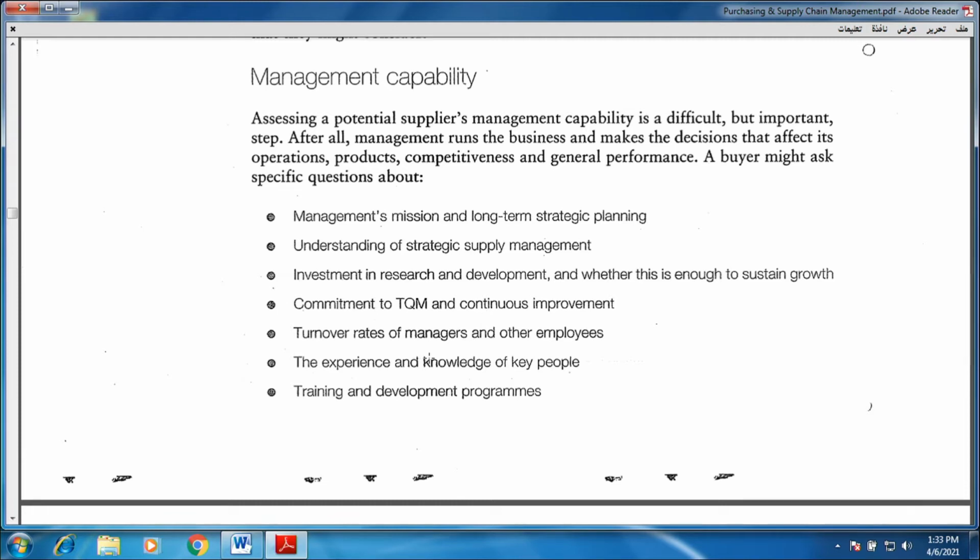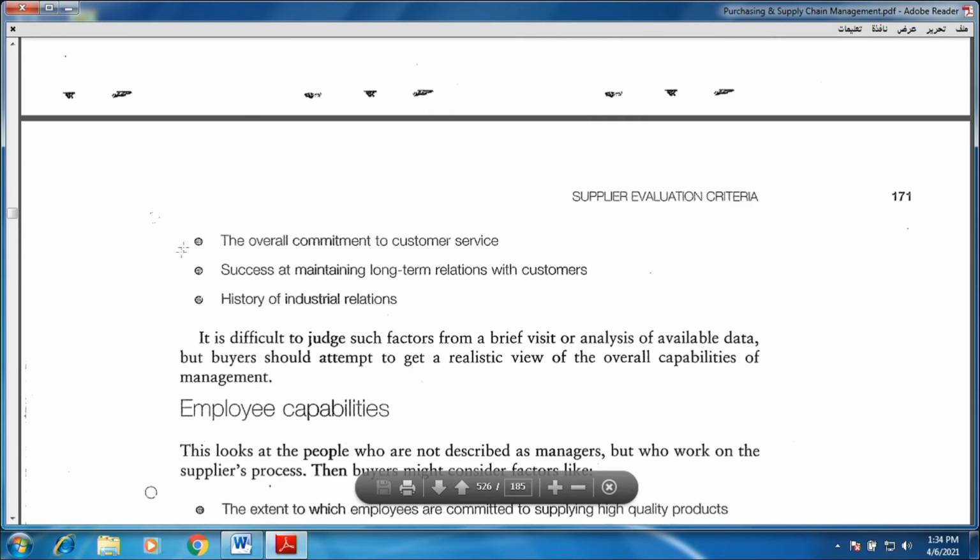Number 5, think about the turnover rates of the managers and the employees, because the managers are the key persons guiding their organization. So if the supplier has managers who are stable enough to work for multiple years, it means this is a stable organization. Think about the experience and the knowledge, the skills of the people working in the BOD, Board of Directors. Do they respect training? Do they do development programs? Do they understand what is new in the market?